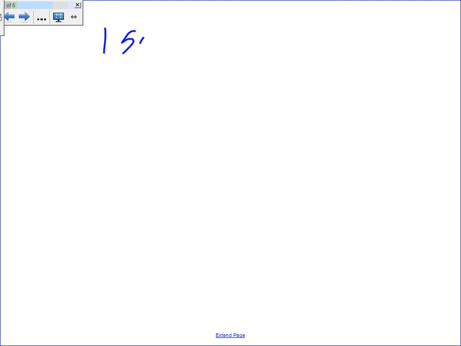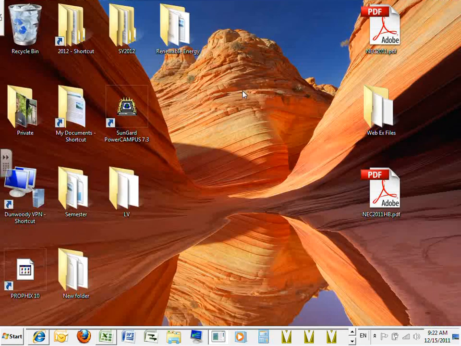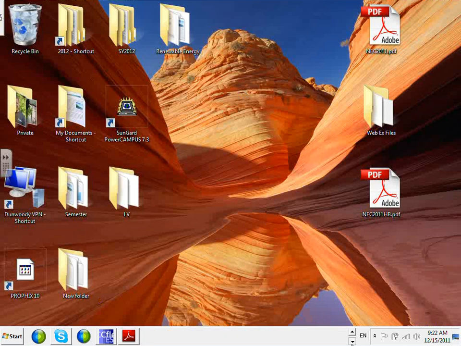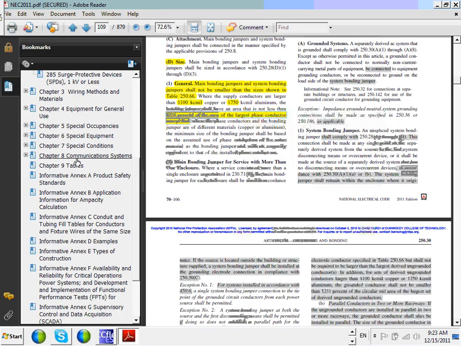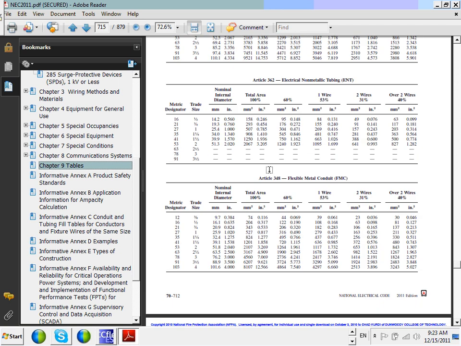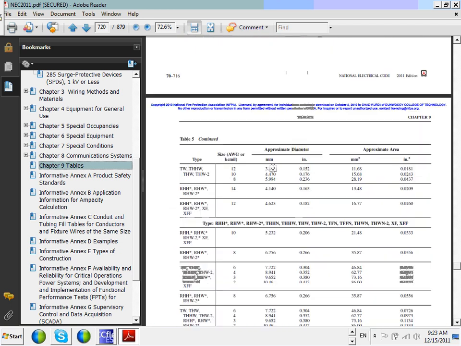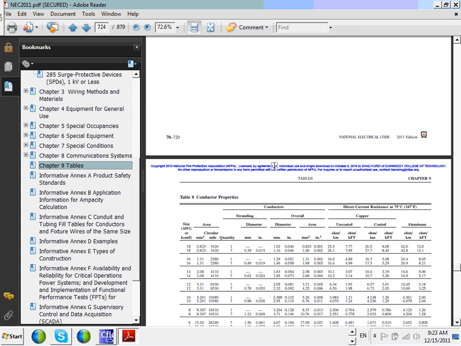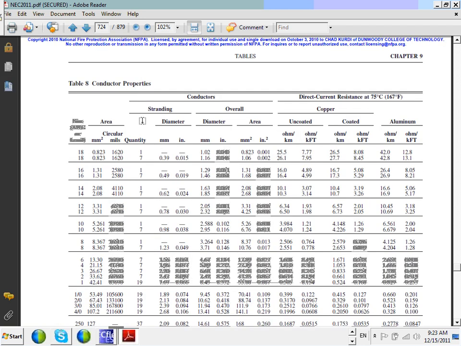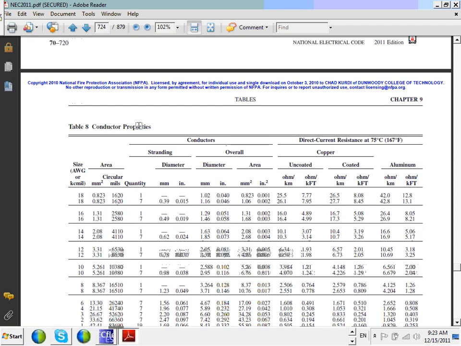I take the 150 kcm, take it to Chapter 9, Table 8. Can you guys go to Chapter 9, Table 8, and find what that 150 equals? Chapter 9, Table 8. I'm almost there. There you go. If you guys go to Chapter 9, Table 8, everybody knows Chapter 9, Table 8.